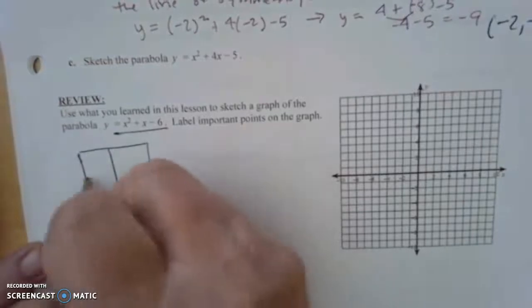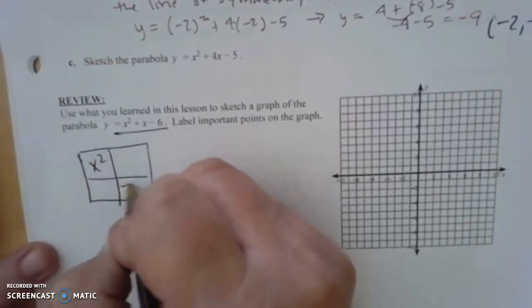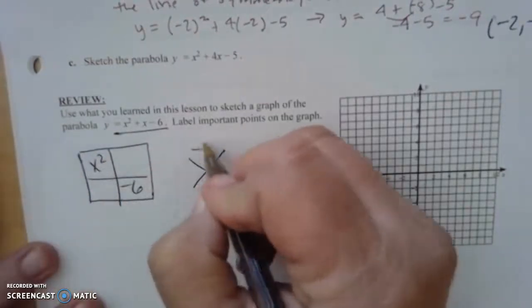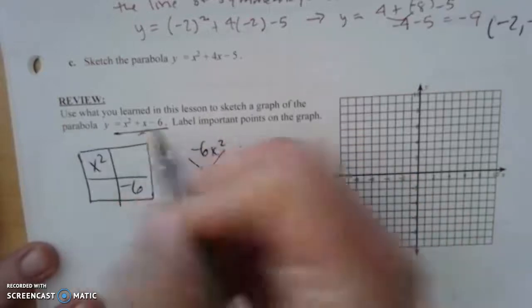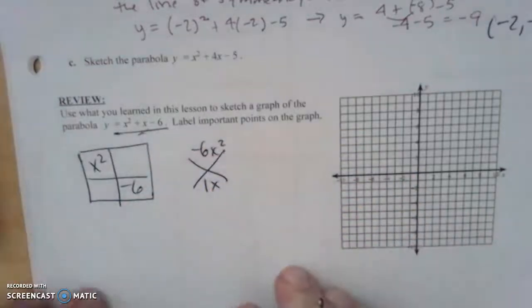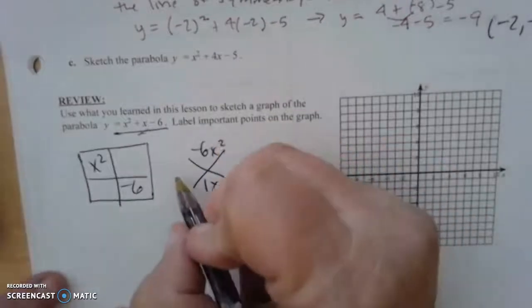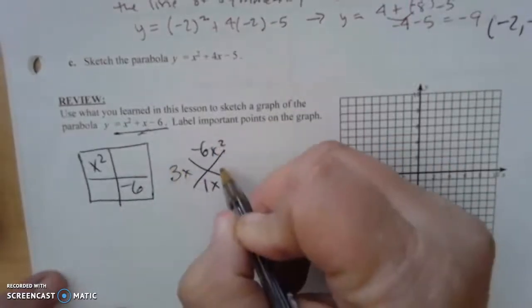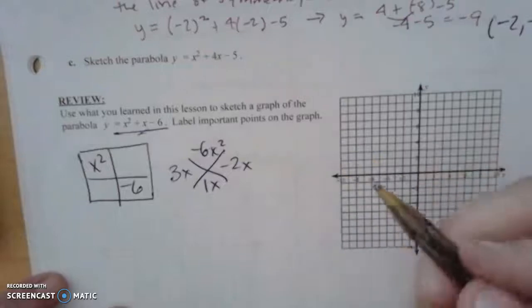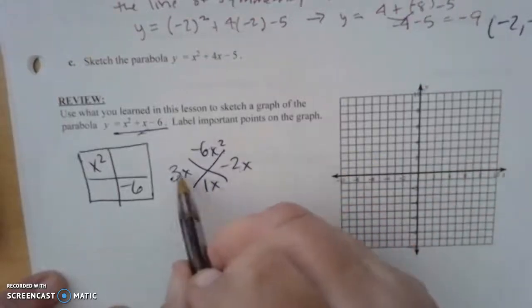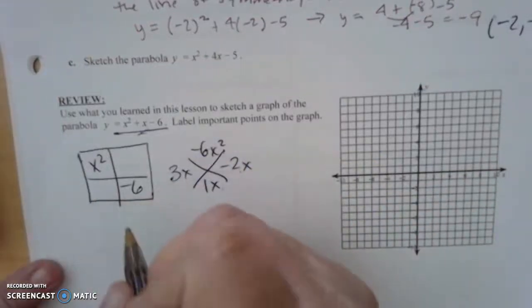set up our organization. X squared, -6, multiply across, -6x squared. This middle number goes down here, 1x. Now what multiplies to make 6 that we can get a 1 out of? How about a 3x and a -2x, right? 3 minus 2 is 1. 3 times -2 is -6.